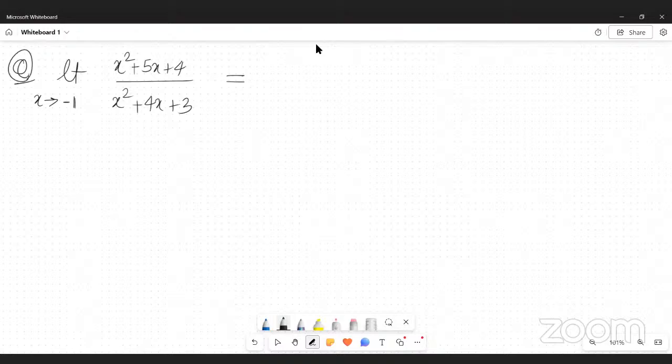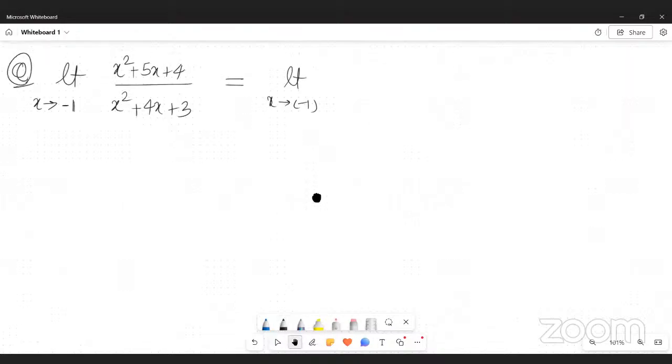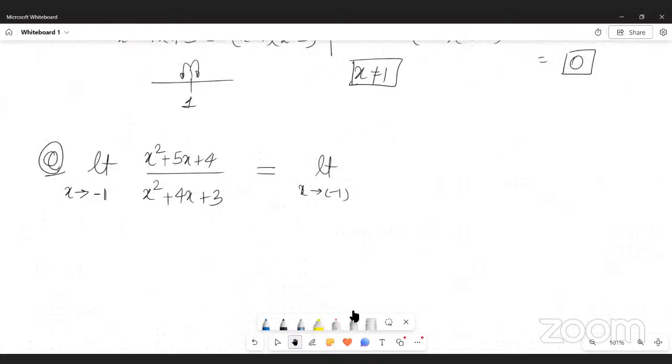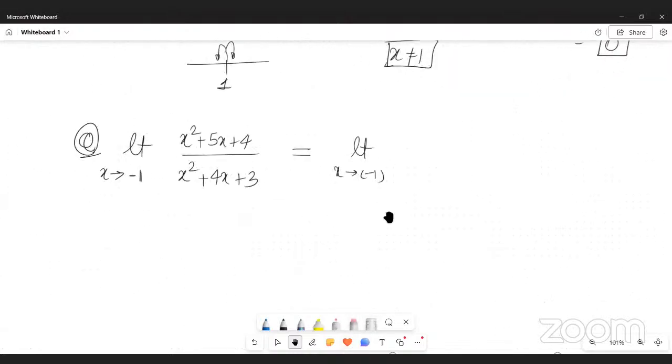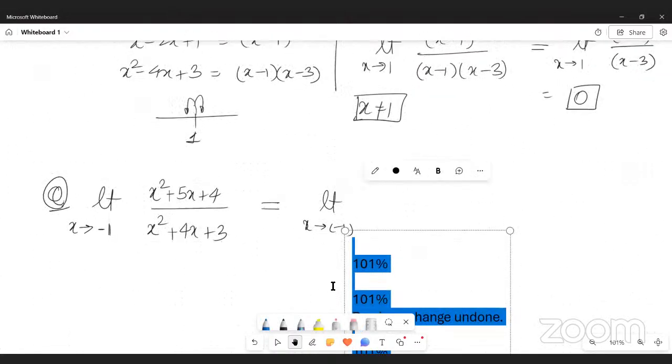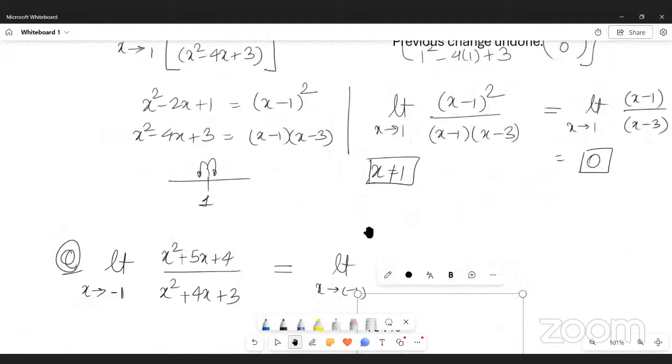So in the previous problem, how did we get that x minus 1 whole square? x squared minus 2x plus 1, by that we got x minus 1 whole square. How did we get that? Actually, there is some issue here. Just a second.